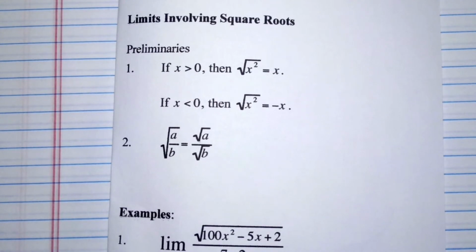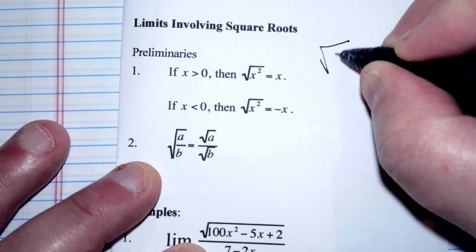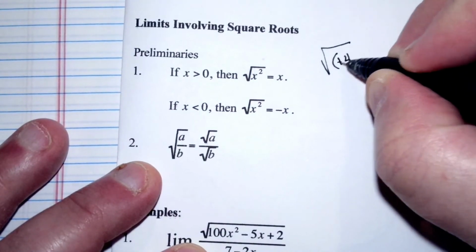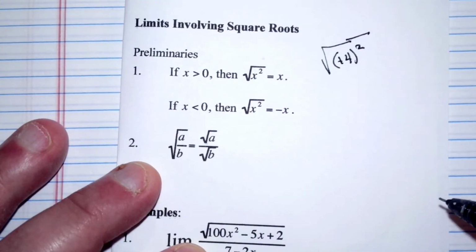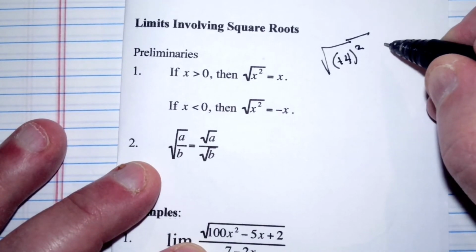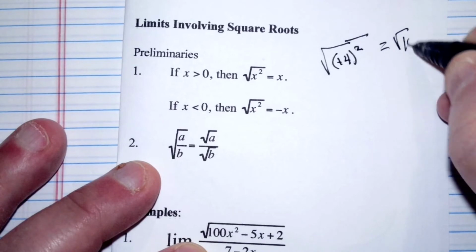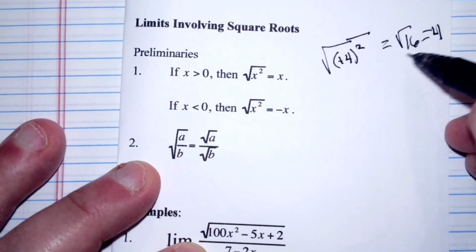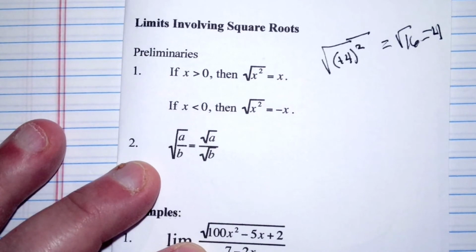So now we're going to look at some limits involving square roots, and there are a couple of things we need to discuss before we delve too deeply into these limits. The first one is, if x is greater than 0, then the square root of x squared is equal to x. So for instance, if you have the square root of positive 4 squared, that's going to be the root of 16, which is 4. You might remember that this radical means we want the principal square root, which is the positive one, if there is one.